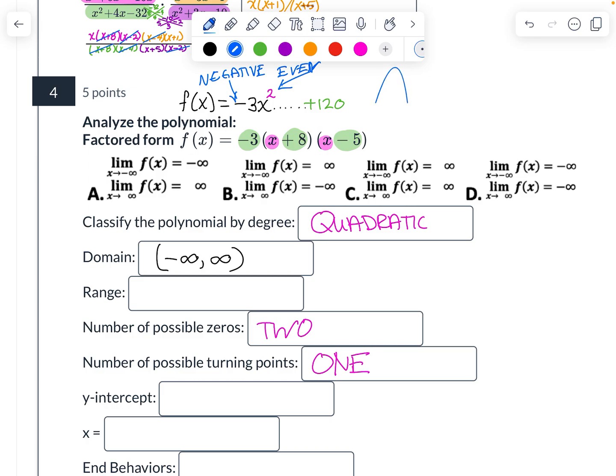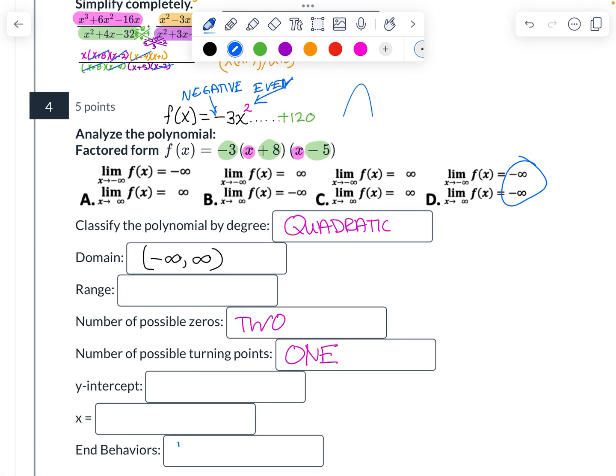So if it takes on a shape that looks like that, both the ends are headed down. So the end behavior is D, and the range is coming from negative infinity to an absolute maximum. Because down here is negative infinity, and up here is a max.